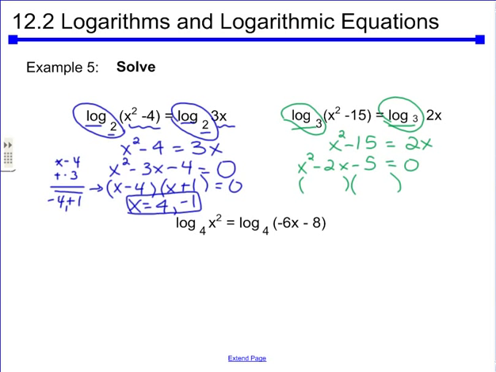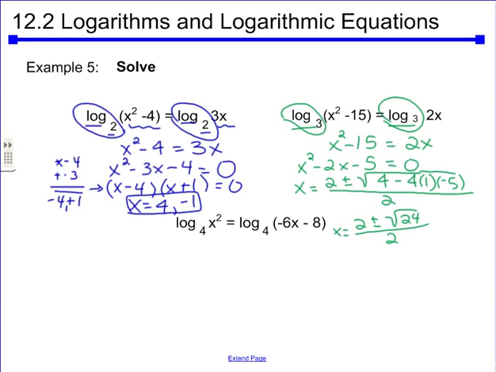Oh darn, two things that multiply to get negative 5 and add to get negative 2. I can't factor, so I do need to use the quadratic formula. So x equals the opposite of b plus or minus the square root of b squared, which would be 4, minus 4 times 1 times negative 5, all over 2 times 1. So 2 plus or minus, we have 4 plus 20, so 24 over 2.